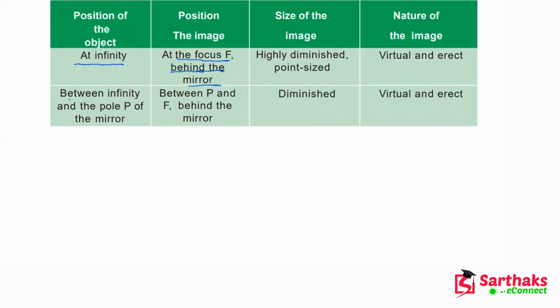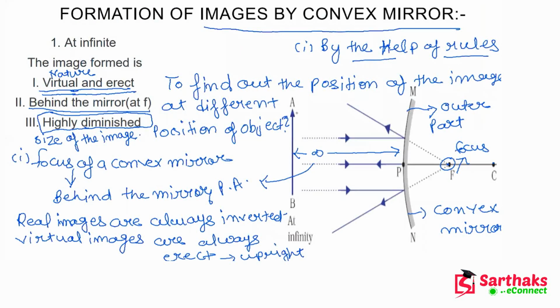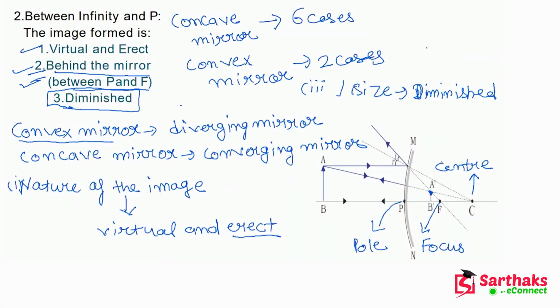Now, in the second case, we have placed the object between infinity and the pole. It can be anywhere between infinity and the pole. Then the image will be formed between P and F, and it will also be behind the mirror. That's the previous slide, and you can see it is behind the mirror. And in the first case, when we placed the object at infinite distance, even in this case, you can see that the image is behind the mirror and at point F.